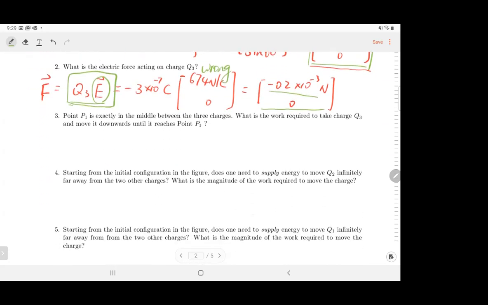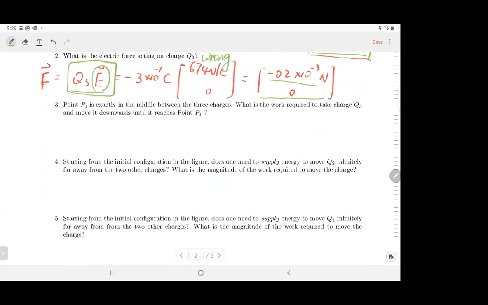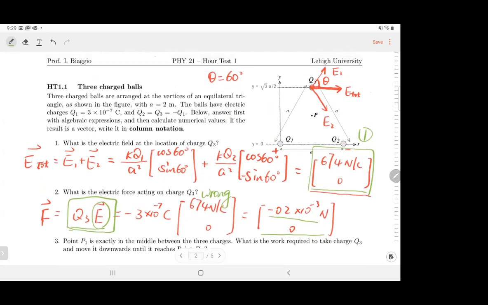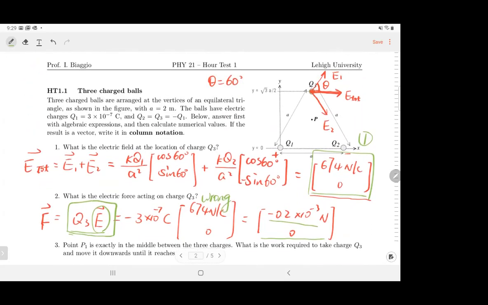Okay. Then number three, point P1 is exactly in the middle between the three charges. What's the work required to take charge Q3 and move it downwards until it reaches point P1? Okay, to point P1. Let me remove this one.